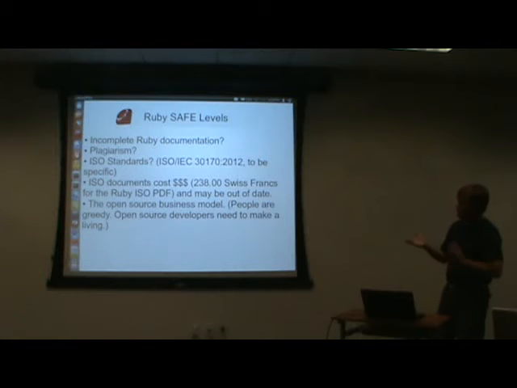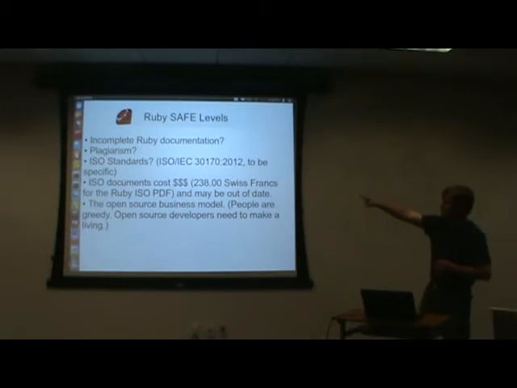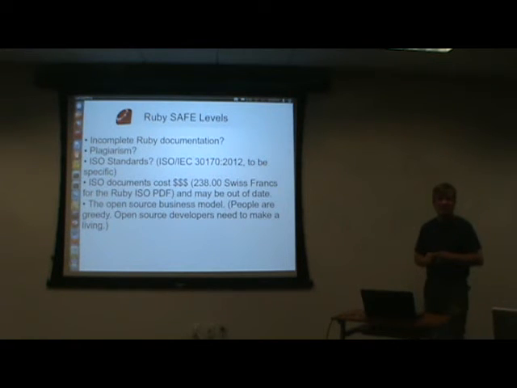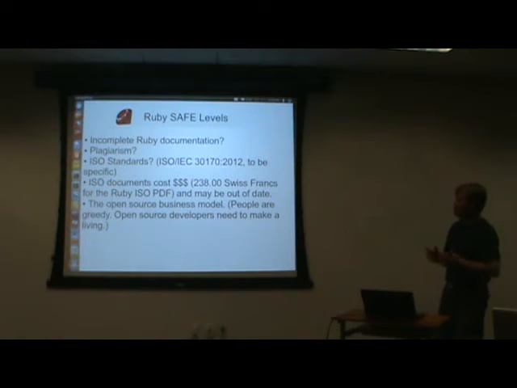Another thing that's interesting is the Ruby language is now an ISO standard, and that's the standard number right there. The documents for those cost 238 Swiss francs to download the PDF. I don't know how you make that payment. Maybe PayPal will do a conversion thing for you or whatever. And my guess is that that document is probably out of date also. And that kind of leads to the open source business model.